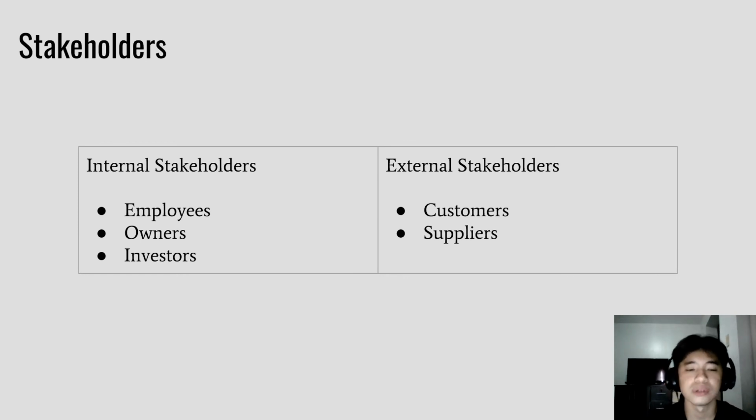Next are the owners. They are the most important out of all the stakeholders since they are the ones in charge of decision making. If they are not satisfied with the performance of their people. In short, owners control the entire business.